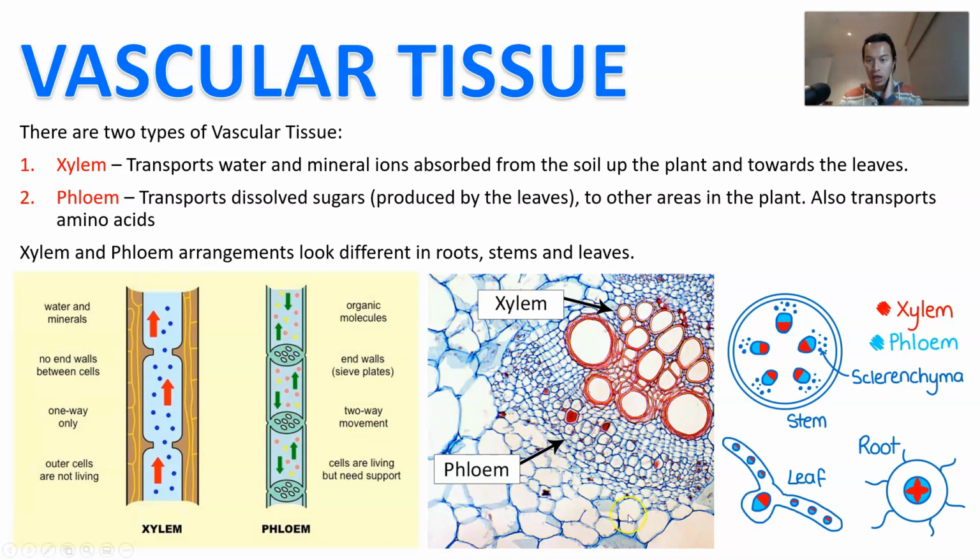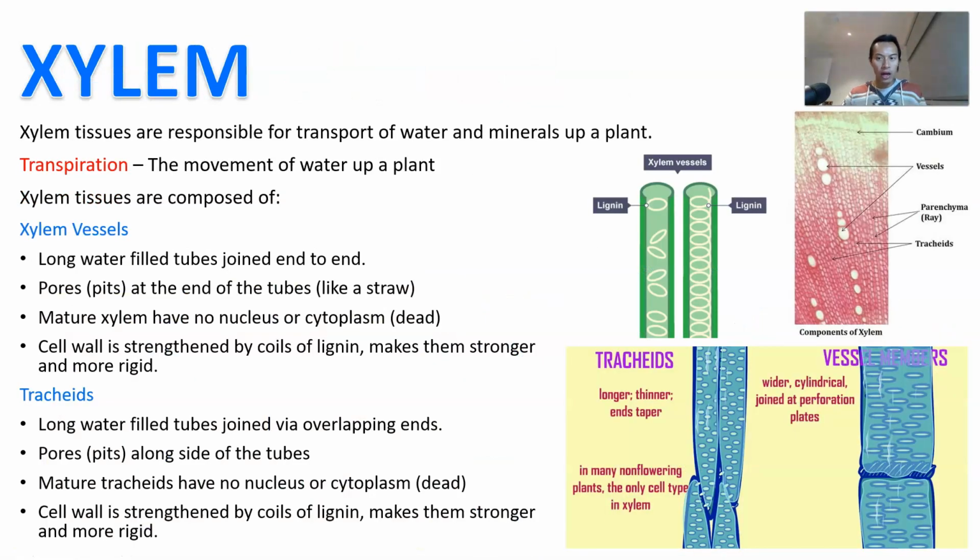Here's what it looks like under the microscope. And your phloem are your little ones, and then the xylem are the really big ones. And you've got a few different types of xylem, which I'll explain later, okay? And here are the root structures of them between the stem, the leaf, and the root. They all look a little bit different, but they all essentially do the same particular function. Okay, let's start with the xylem.